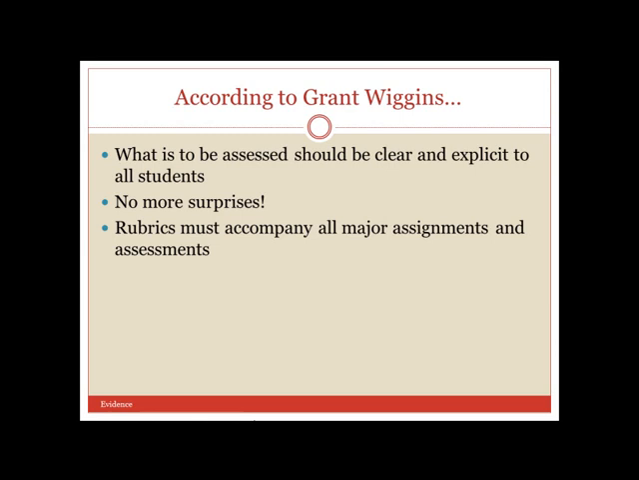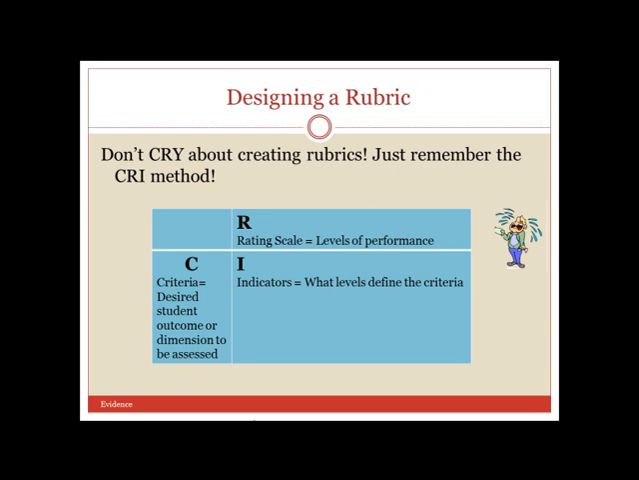According to Grant Wiggins, what is to be assessed should be clear and explicit to all students. There should be no more surprises, and rubrics must accompany all major assignments and assessments. The CRY method is a simple way of remembering the parts of an effective rubric. You have the criteria, which is the desired student outcome or dimension to be assessed. You have the ratings, which are the levels of performance, and you have the indicators, what levels define the criteria.